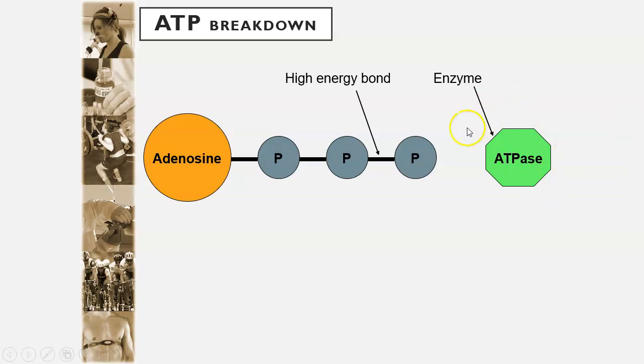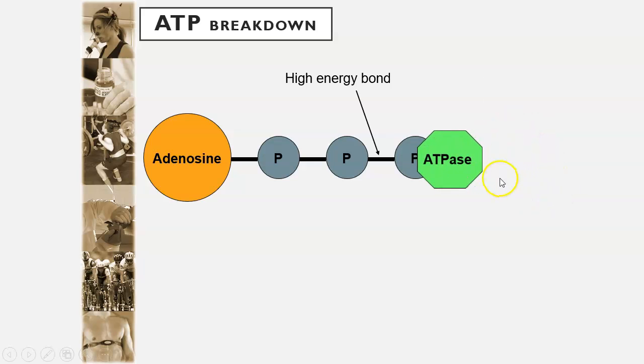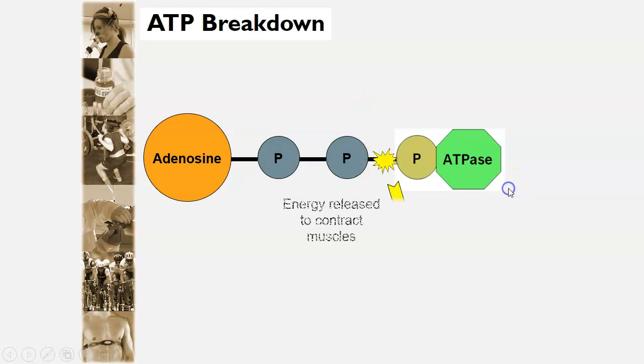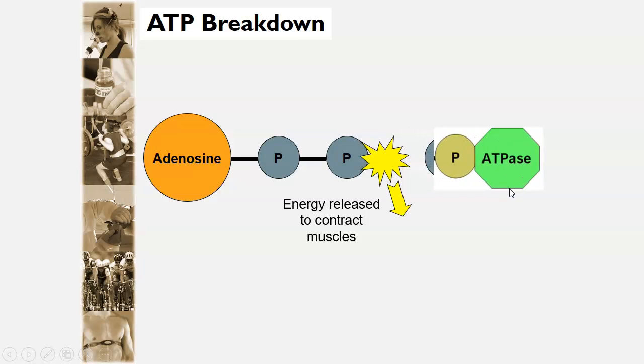ATP is broken down by the enzyme ATPase. Specifically, the high energy bond between the 2nd and 3rd phosphate is broken by ATPase. So we have ATP, ATPase breaks down the high energy bond between the 2nd and 3rd phosphates. Energy is released to contract the muscle. So we are left with ADP plus P plus energy.